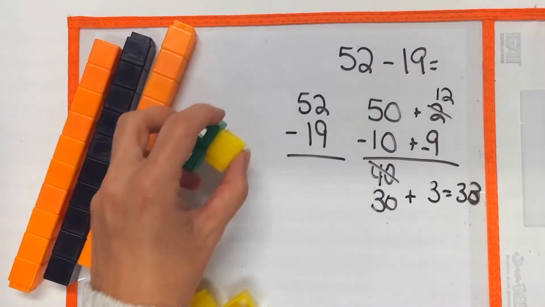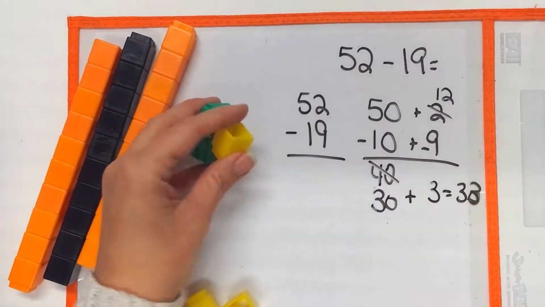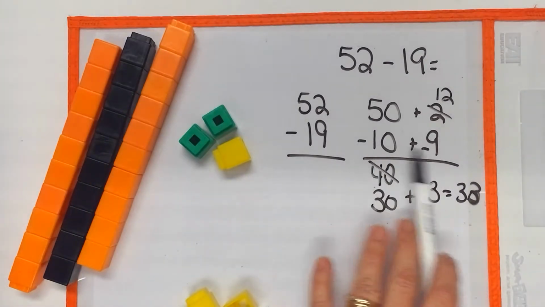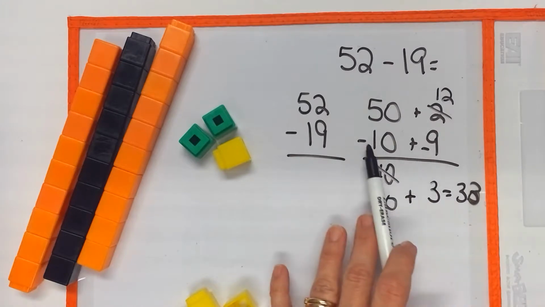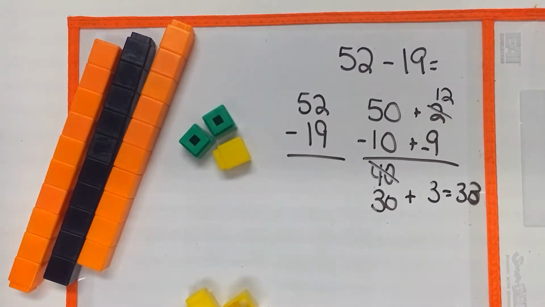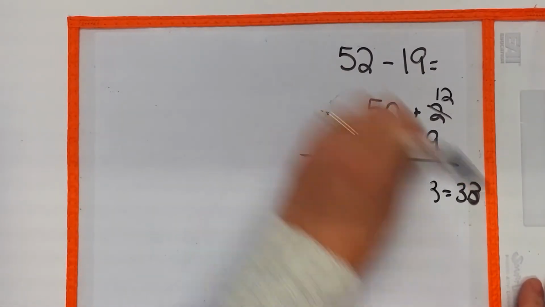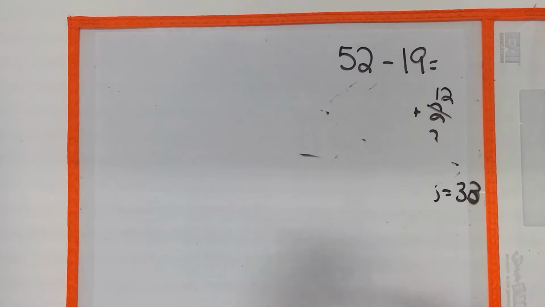Students are getting some chance to actually do the regrouping, and they can start at either point. I don't have to start with the ones, I don't have to start with the tens in order to work through this problem. Okay? So the other strategy that we can use to do subtraction is the standard algorithm. The standard algorithm is what most of us learned when we were in school, and we're going to use the base 10 blocks to model that.